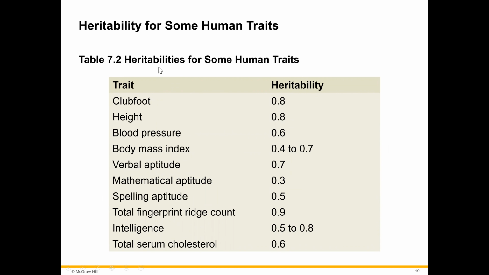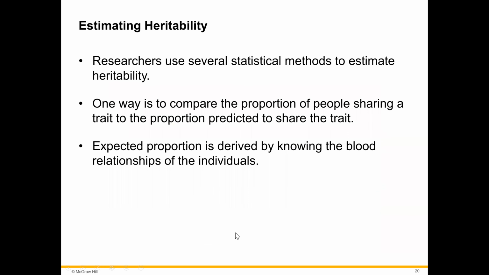So these are heritabilities for some human traits. Club foot heritability here is 0.8 or 80%. Height heritability is 80%. Blood pressure 60% or 0.6. Body mass index 0.4 to 0.7. Verbal aptitude 0.7. Mathematical aptitude 0.3. Spelling 0.5. Total fingerprint ridge count 0.9, intelligence 0.5 to 0.8, total serum cholesterol 0.6. Okay.